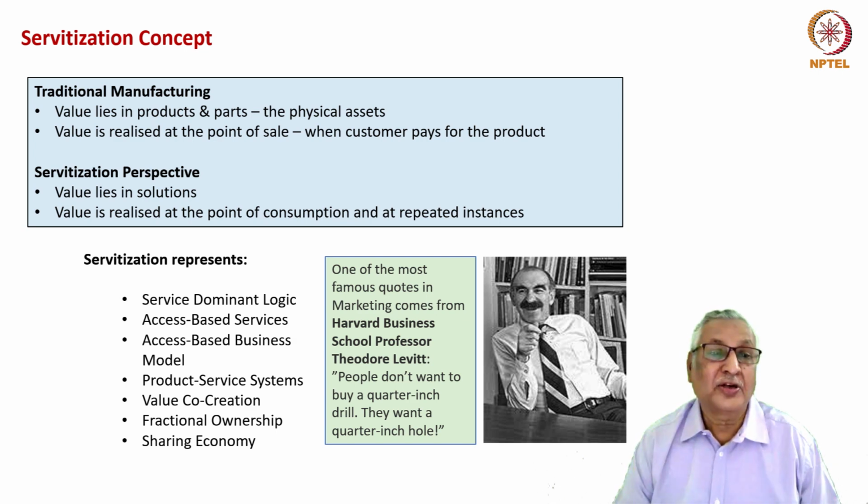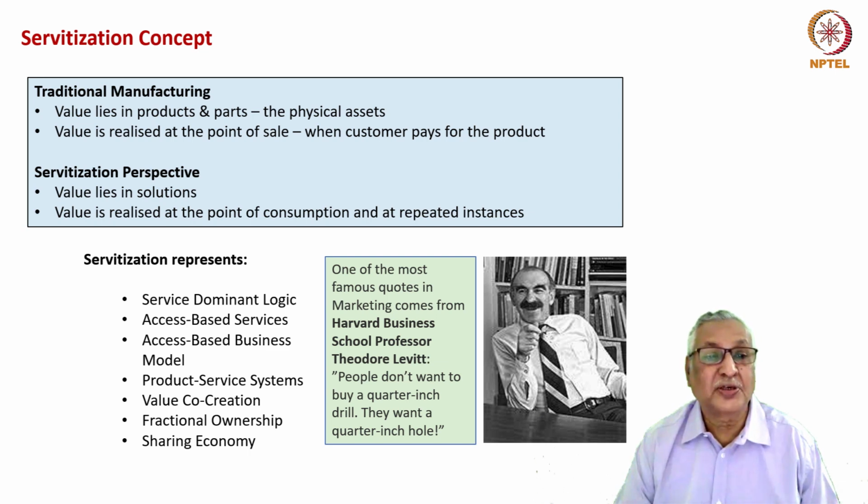The traditional manufacturing has taught us that the value lies in products and parts, that is, the physical assets. And value for a company is realized at the point of sale. It is also realized for the customer because the customer takes the ownership of the product at the point of sale. And when the customer pays for the product, he or she gets the product and begins to use the product.